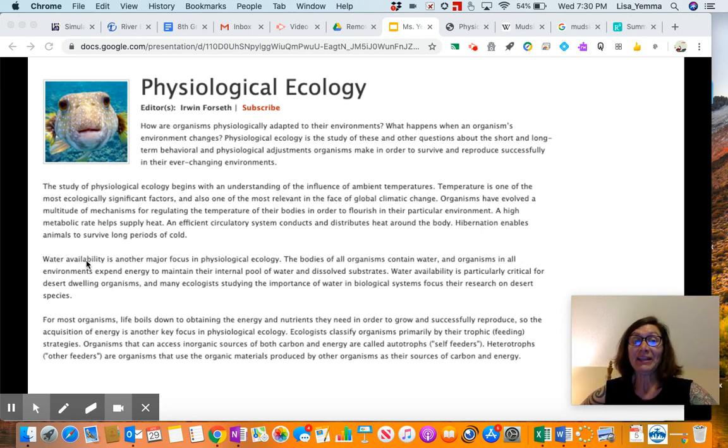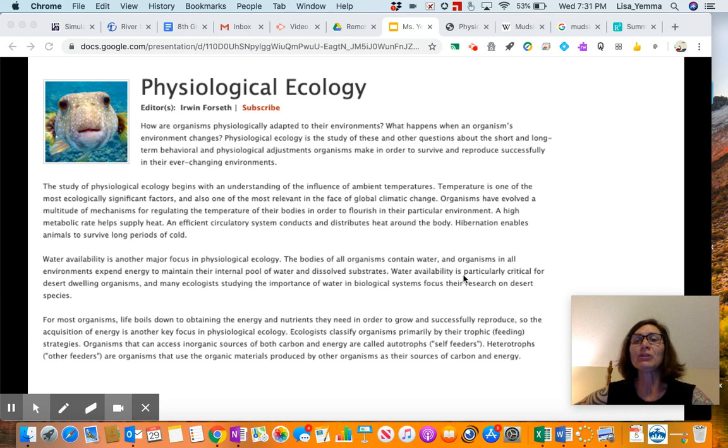Water availability is another major focus in physiological ecology. We know temperature, water. The bodies of all organisms contain water, and organisms in all environments expend energy to maintain their internal pool of water and dissolved substrates. So like in your body, if you sweat too much, you're sweating out salts and sugars. So I don't just need water. I need things like Gatorade and energy drinks that have a supply of all those electrolytes.